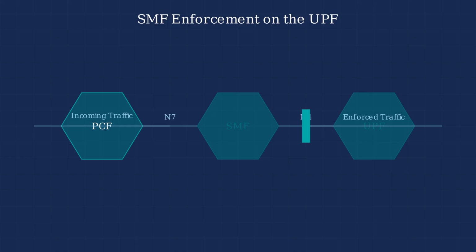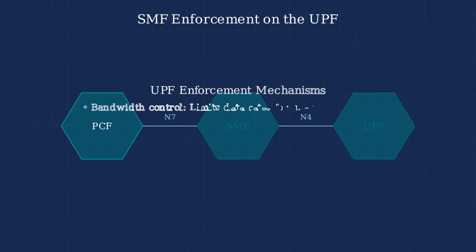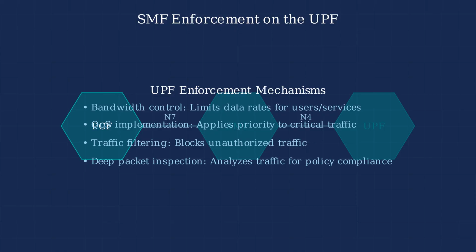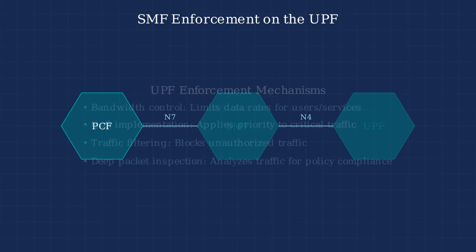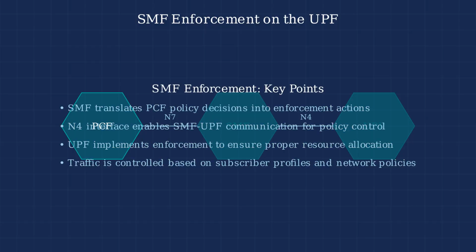Let's visualize how data traffic flows through the UPF with policy enforcement applied. As data packets flow through the UPF, they're subject to various enforcement mechanisms such as traffic shaping, QoS implementation, and packet filtering. The UPF implements various enforcement mechanisms based on the SMF instructions. These include bandwidth control, QoS implementation, traffic filtering, and deep packet inspection. In summary, the SMF plays a critical role in enforcing policy decisions on the UPF. This ensures that data traffic adheres to policies set by the PCF, effectively controlling how network resources are used and providing consistent service quality.